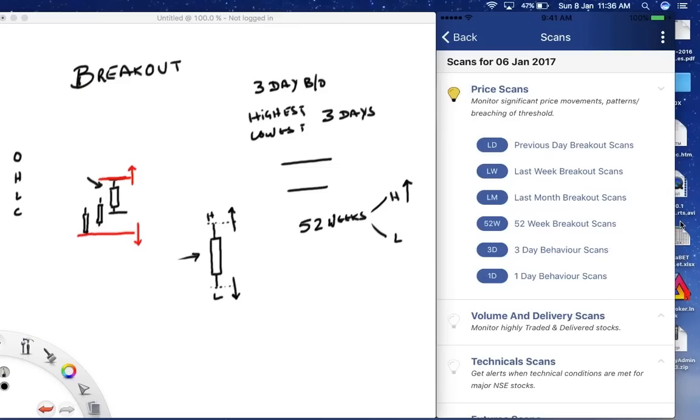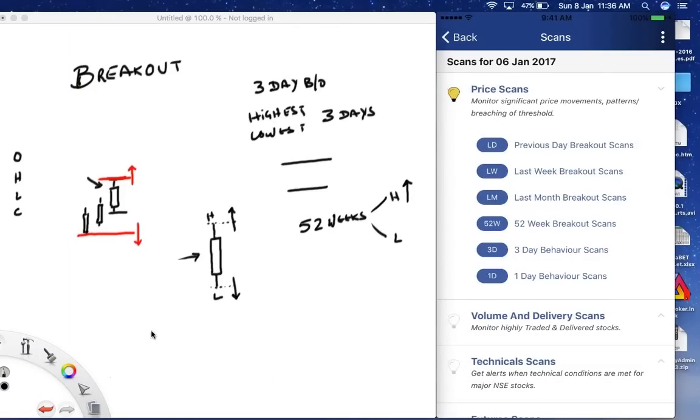So these are the breakouts. This is the concept of breakout, right? Now, if this is the concept of breakout, let's go to the app now. Now in the app, let's say I go to the last month breakout scan.